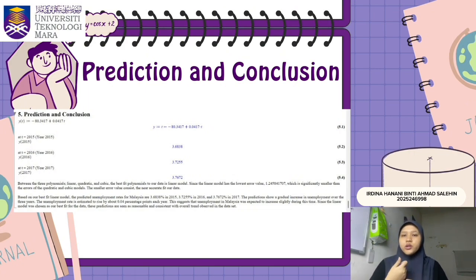The predicted unemployment rates are 3.6838% in 2015, 3.7255% in 2016, and 3.7672% in 2017. The predictions show a gradual increase in unemployment rates over the years. This suggests that the trend continues to rise slightly. Therefore, the linear model provides a useful estimate for future planning and analysis.